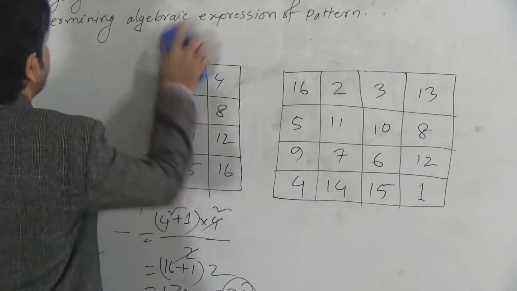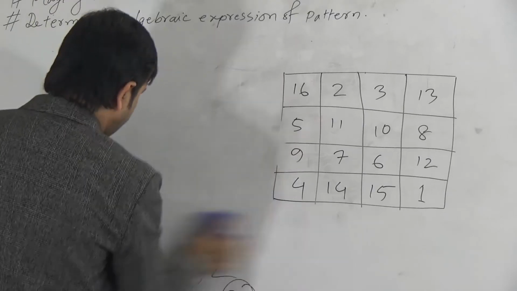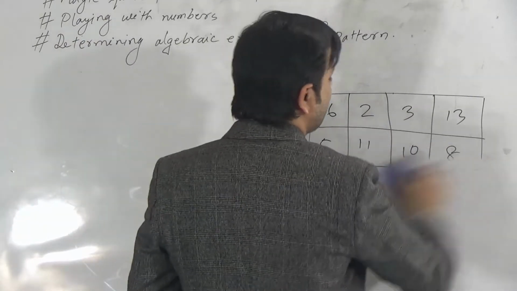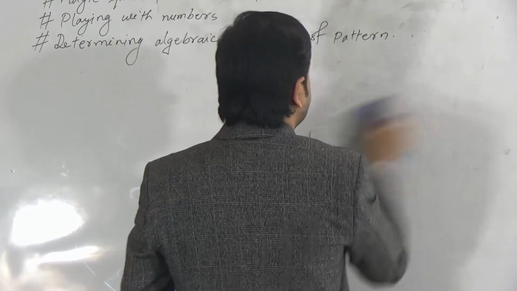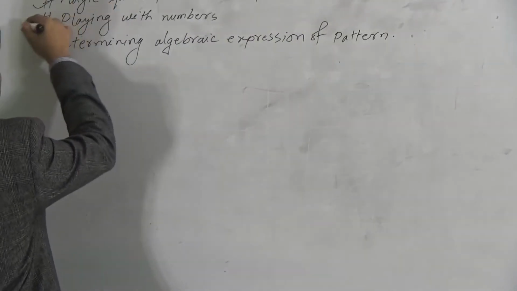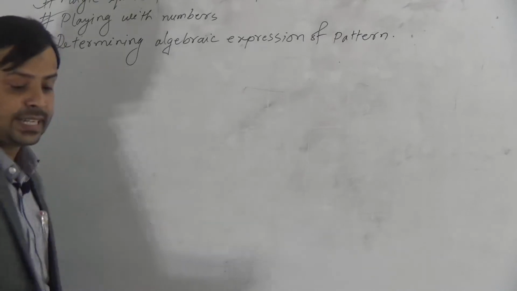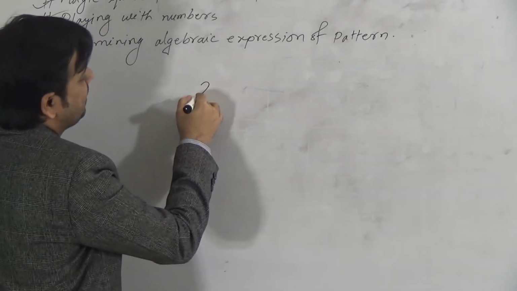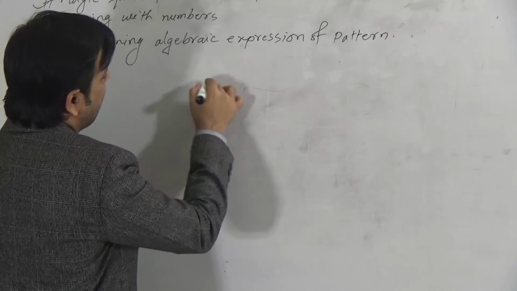Now I will go to the next topic, playing with numbers. 3 techniques are shown in your book. How can we play with numbers? First technique, I have completed this one, now I will show this one. First technique, playing with numbers. You can take any 2-digit number. Suppose I am taking 72.